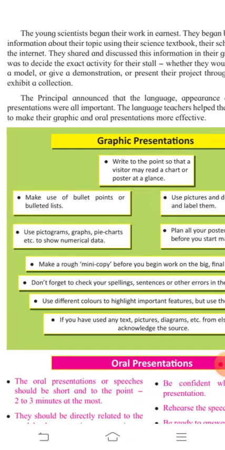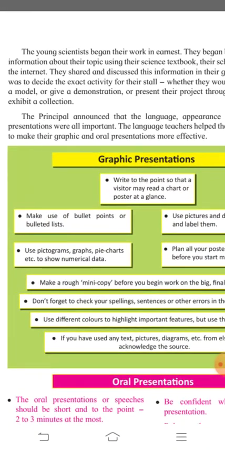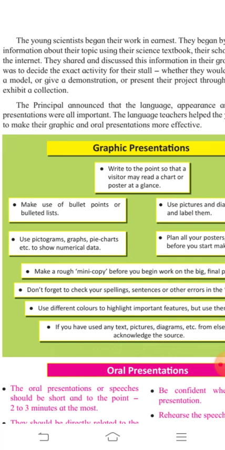Once they have gathered the information, they have to decide what activity they are going to conduct on the topic. Okay, so whether they would build and display a model. Okay, in a science fair you have to make a working model or maybe a stationary model, right? So a model will be there, so that when you look at a model you understand. Like for example, most of you make a model of a windmill. Okay, how wind energy is used for electricity. This is a very common project in science.